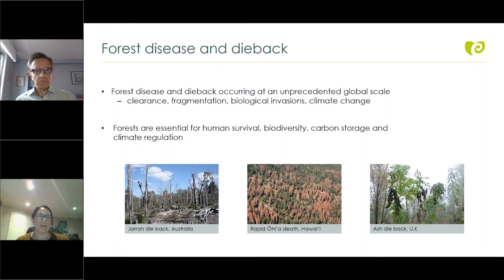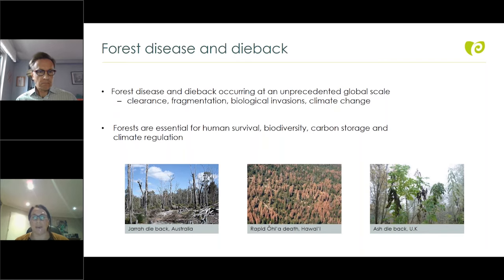This is part of the whole global issue of forest disease and dieback occurring at unprecedented global scales. It is exacerbated by clearance and fragmentation, and of course biological invasions through the nursery trade and global movement. Climate change makes things a little bit worse. This is quite scary for life on Earth, because forests are essential for our survival. They hold much of the biodiversity and carbon storage, and this helps regulate climate change.